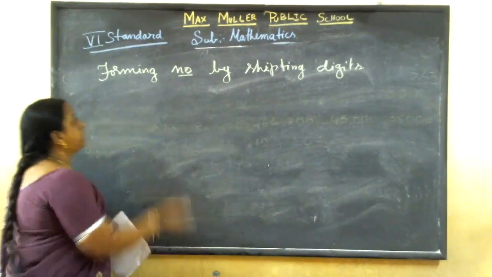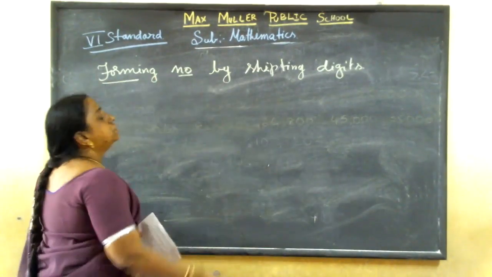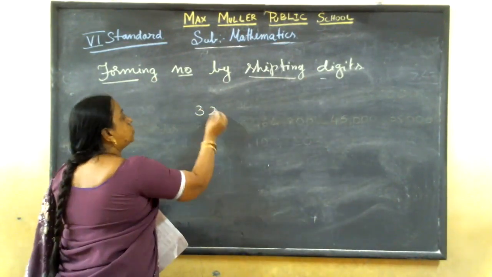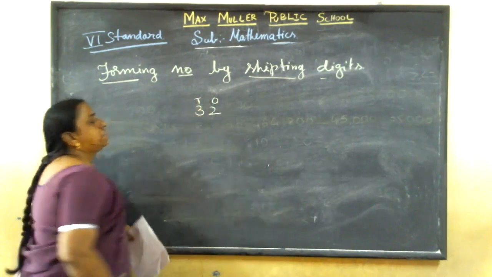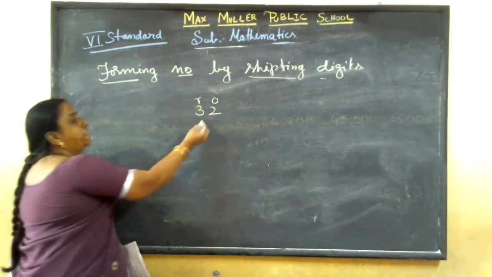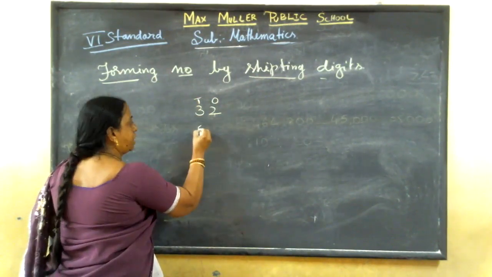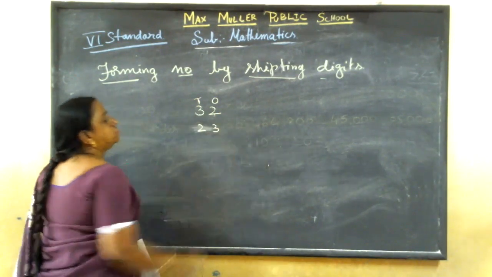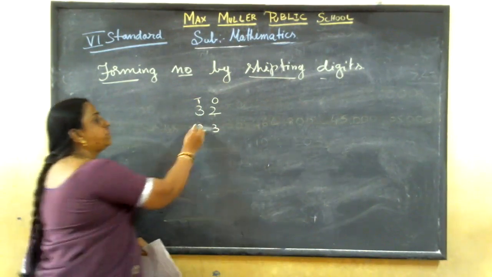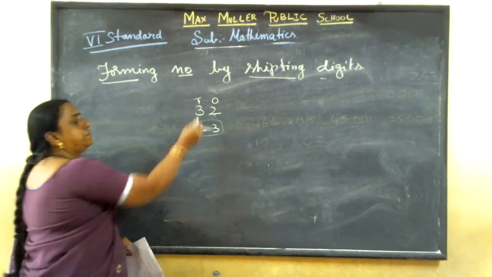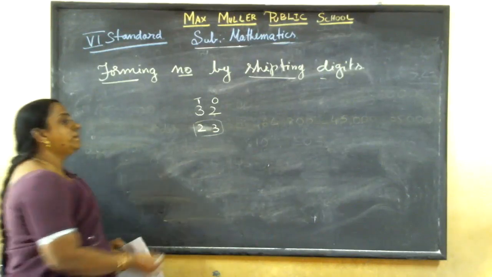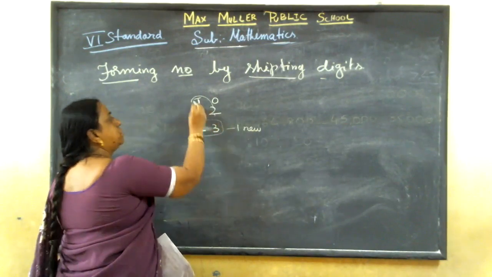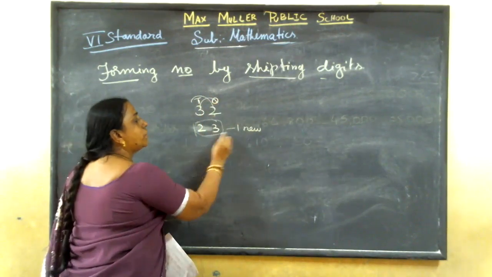See here, for example, forming numbers by shifting digits. For example, I will take 32. So 2 is in ones place, 3 is in tens place. If I shift that place, I will take 2 in tens place, 3 in ones place. So I found a new number, 23. So if you interchange a two-digit number, we'll get only one new number.